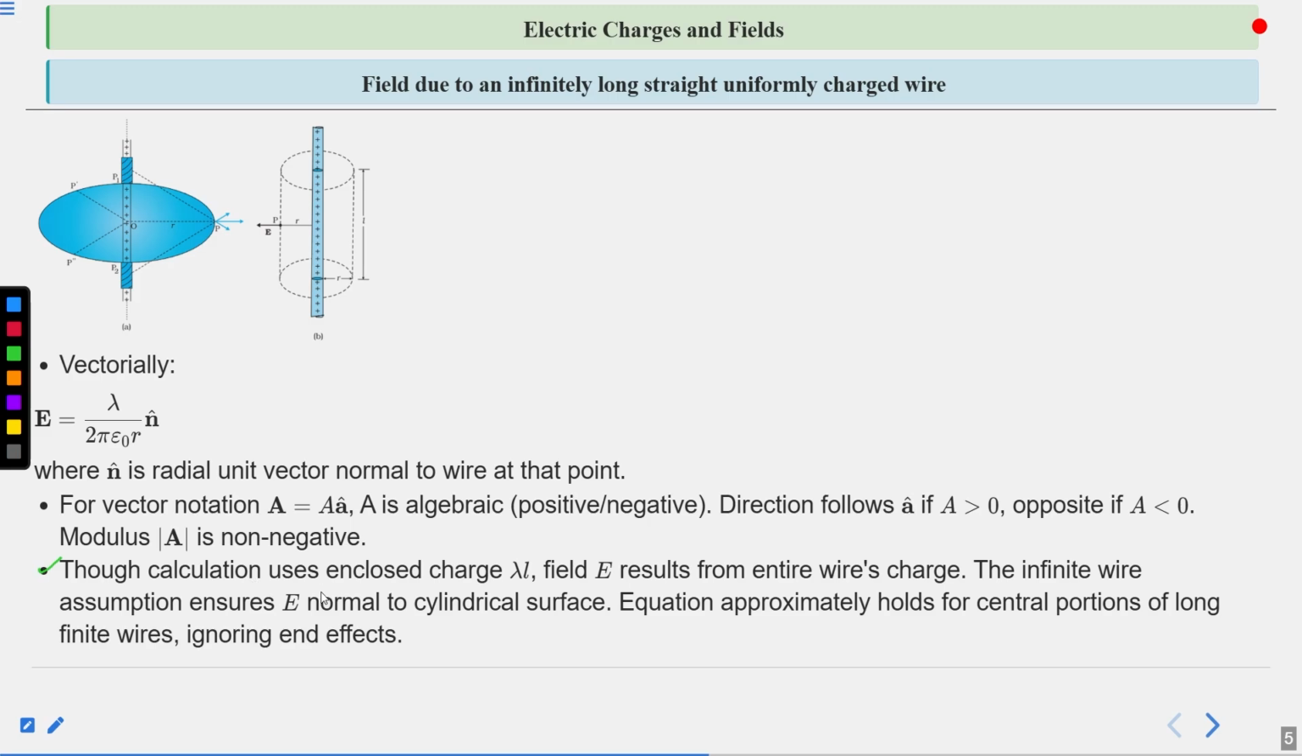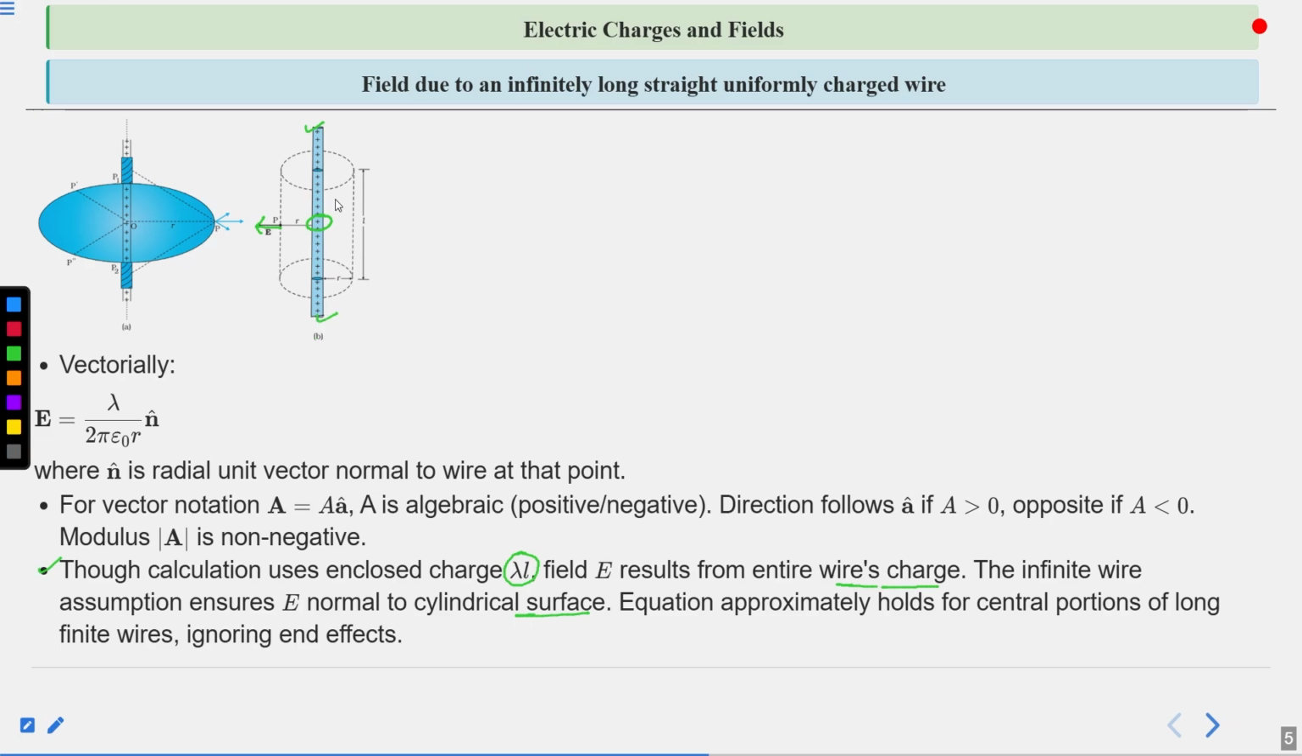The calculation uses enclosed charge, that is lambda L. Now we know linear charge density is equal to charge divided by length. So charge is lambda L, and field E results from the entire wire's charge. The infinite wire assumption ensures E is normal to the cylindrical surface. So the equation approximately holds for the central portion of long finite wires, ignoring the end effects. It holds only for the central portion, not for the upper and lower ends, because this is an infinitely long straight wire.